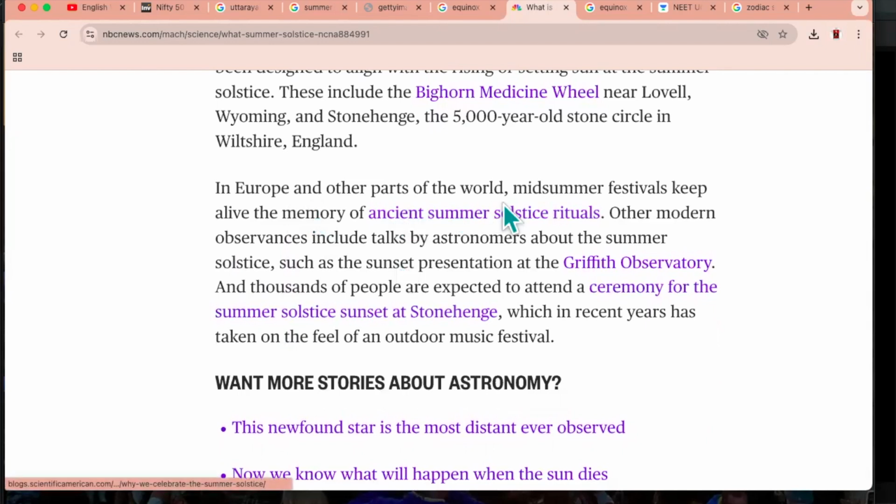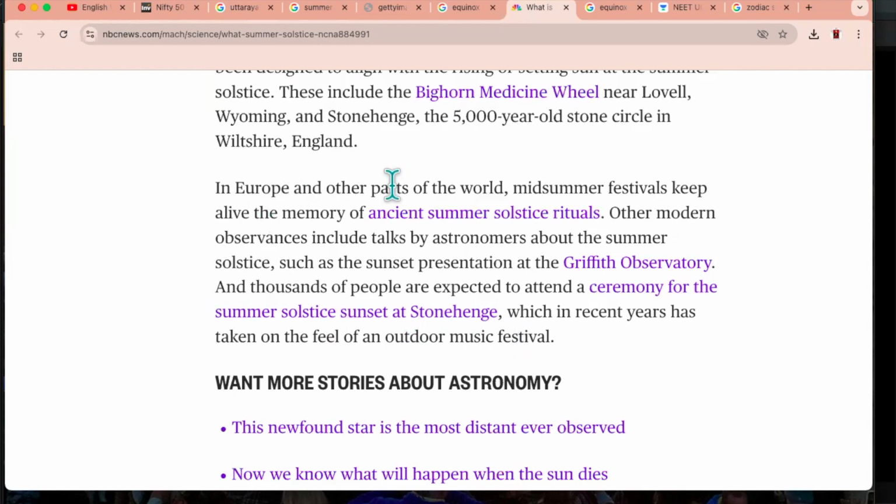In Europe and other parts of the world, midsummer festivals keep alive the memory of ancient summer solstice rituals. Other modern observances include talks by astronomers about the summer solstice, such as the sunset presentation of the Griffith Observatory, and thousands of people are expected to attend a ceremony for the summer solstice sunset at Stonehenge, which in recent years has taken on the feel of an outdoor musical festival.